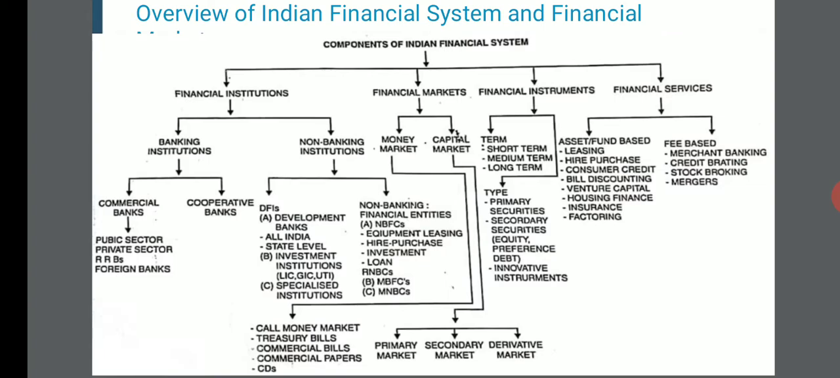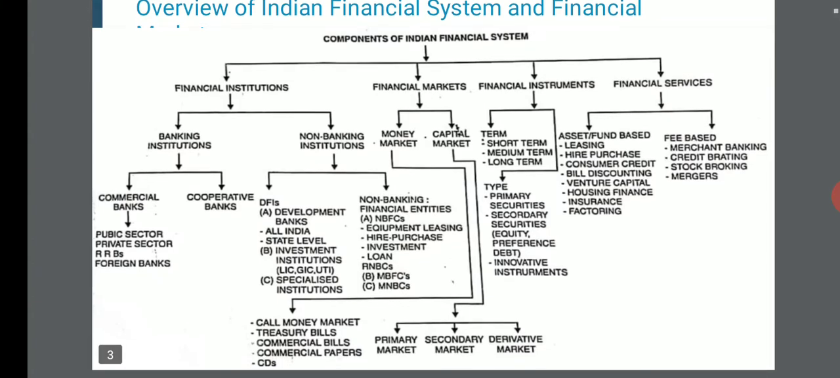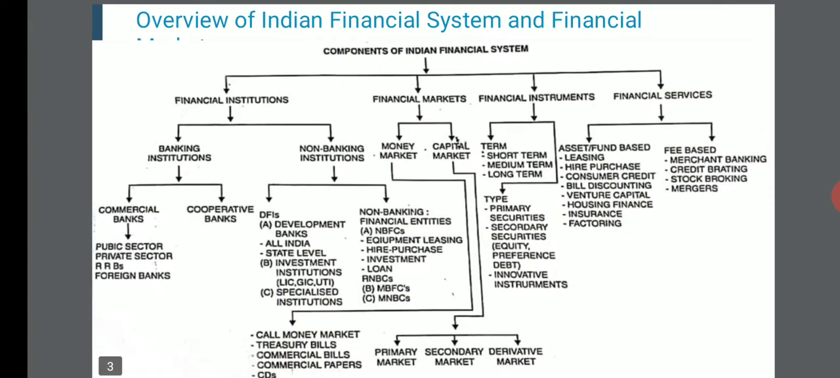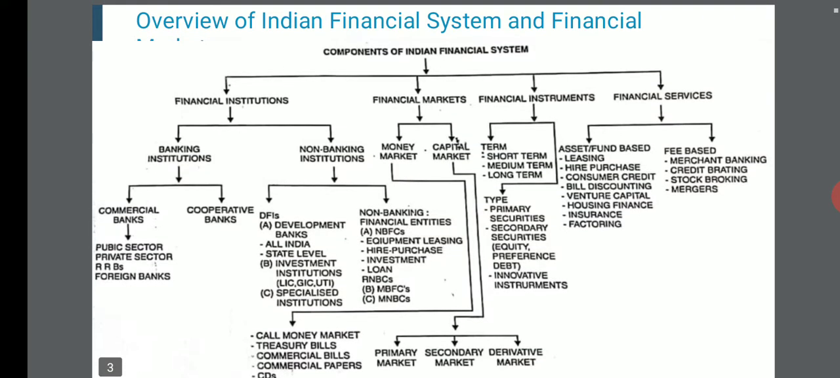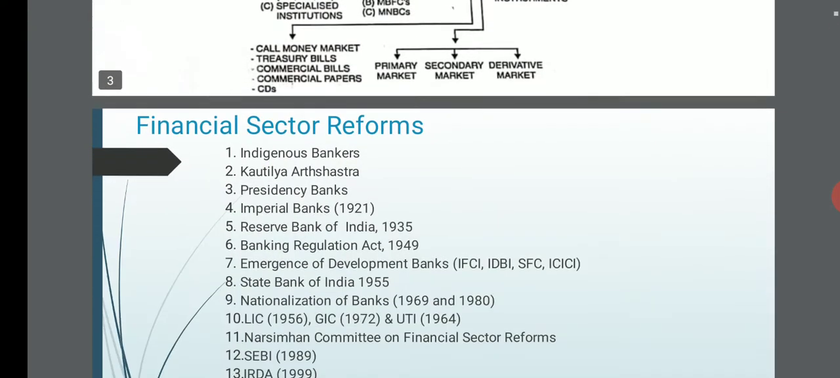Asset or fund-based services can be divided into leasing, hire purchase, consumer credit, bill discounting, venture capital, housing finance, insurance, factoring. These all services involve funds, movement of funds. And fee-based services, which are services provided by expert institutions to the companies or corporates, like merchant banking, credit rating, stockbroking, mergers, and they charge commissions for these services. So this is the overview of the components of the Indian financial system.